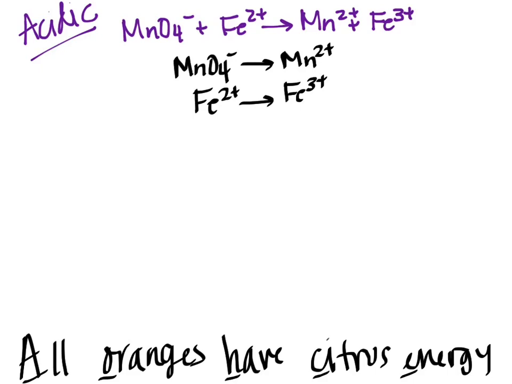So if I look at the very first reaction, MnO4, I need to balance my Mns. And it looks balanced to me. Next, we're going to balance the oxygens. I have 4 oxygens on the reactant side. I need to get 4 on the product side. So to get 4 on the product side, I am going to add water. And I've added 4 waters because I need 4 oxygens.